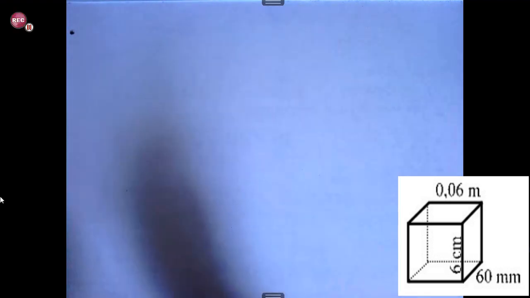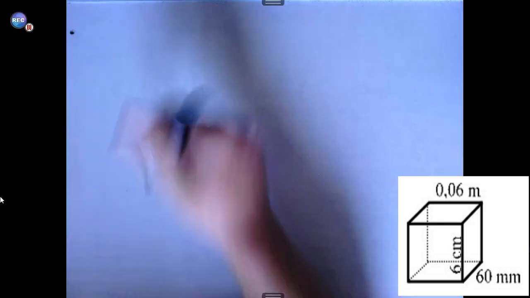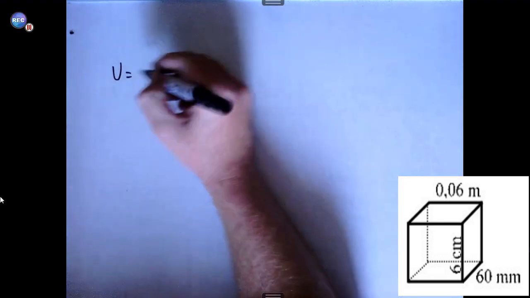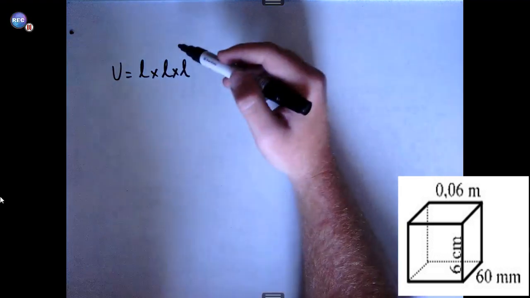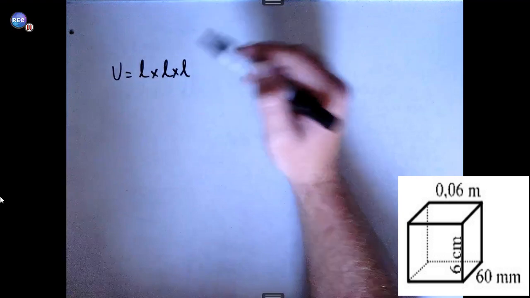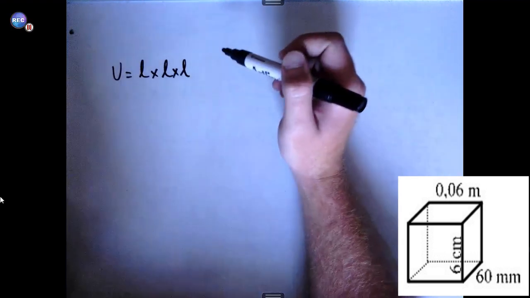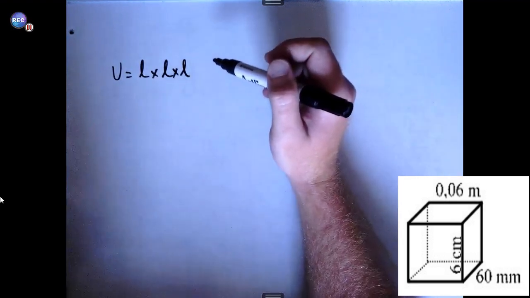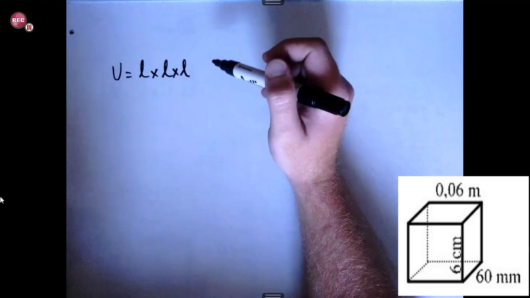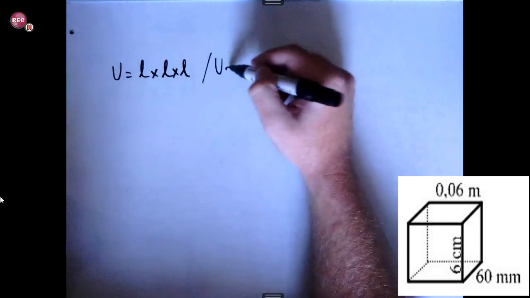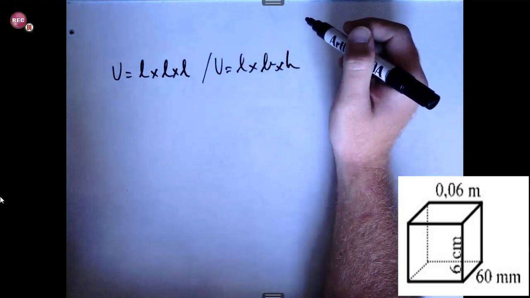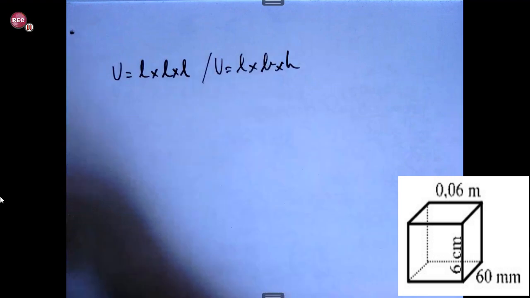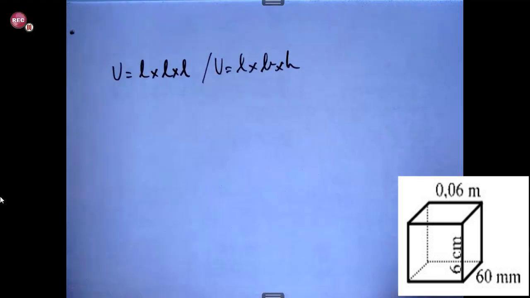First of all, the formula for a cube would be volume equals length times length times length. The reason why we use length and not breadth or height is because all the sides of the cube are exactly the same. If you wanted to use the alternative, volume equals length times breadth times height, you are also allowed to do that.